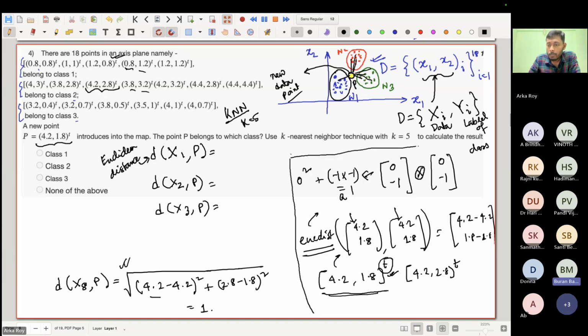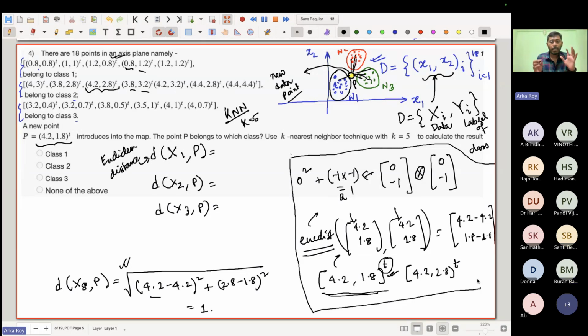Sir, sorry to interrupt here. We have to compute the distance from a new point to all the other 18 points given. Among them, we have to take k equal to 5. Sir, what does that signify? I will show you which 5 data points you have to consider.